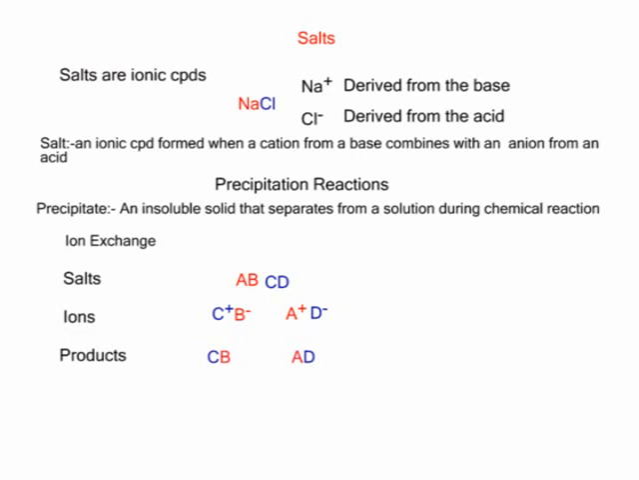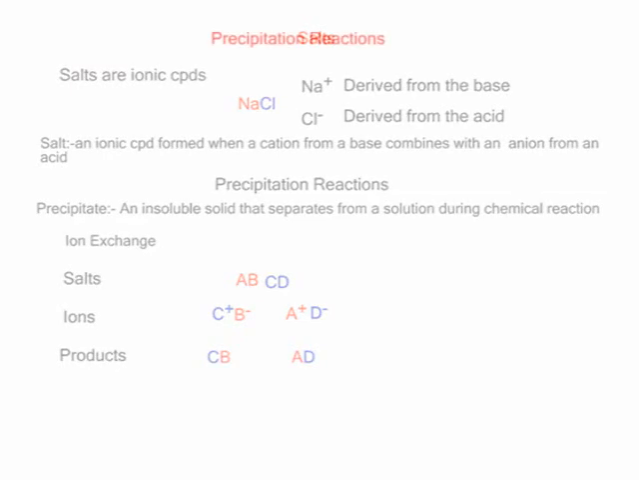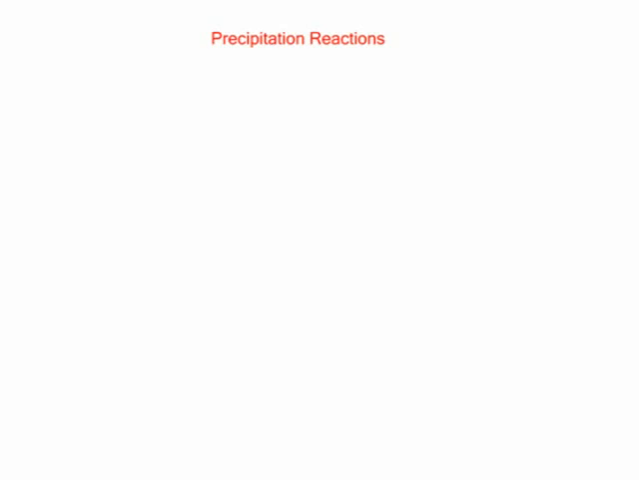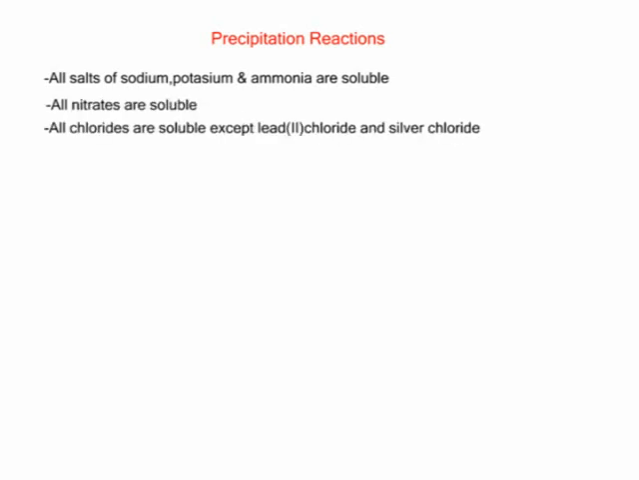This thus calls for you to know the rules of solubility of salts. Let me remind you a few of them. All salts of sodium, potassium and ammonia are soluble. Again, all nitrates are soluble. All chlorides are soluble except lead 2 chloride and silver chloride. All sulfates are soluble except barium sulfate, and I think I know calcium sulfate is slightly soluble in warm water.